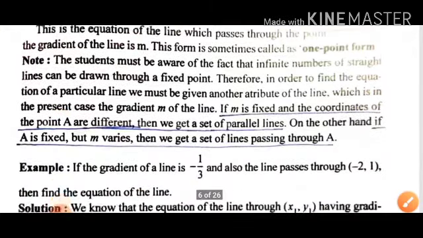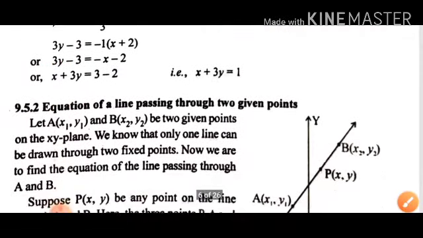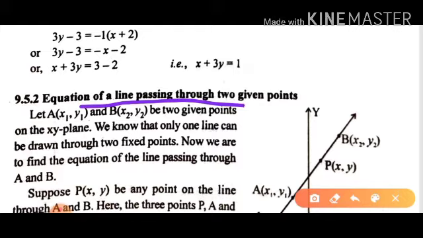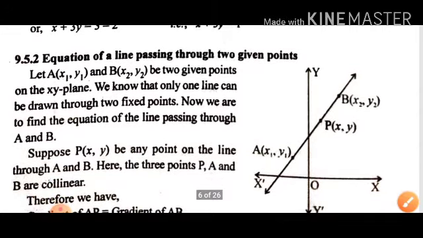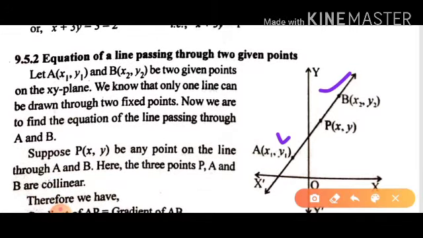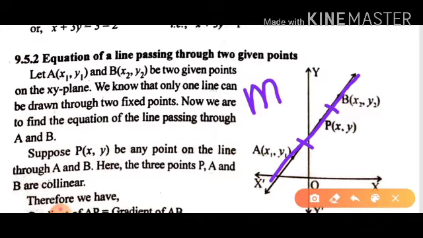In the same way, you can also find the equation of a line passing through two given points. The same concept will apply here. We have taken B as one point and A as another point, and we have taken another point P between them, on the line. We will find the gradient of PB and PA. This is the same straight line, so the gradients of both AP and PB are the same.